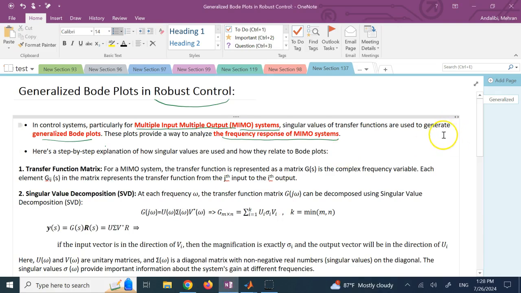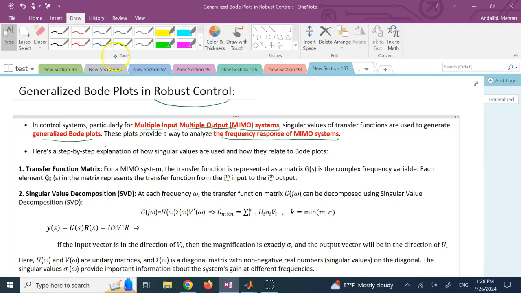So if you want to generate what we call singular value Bode plots or generalized Bode plots, what are they, how do we generate them, and how do we interpret them? Here I'm going to explain how we do that, with a single command in MATLAB. The first thing is you need to have a matrix of transfer functions for your MIMO system, right?